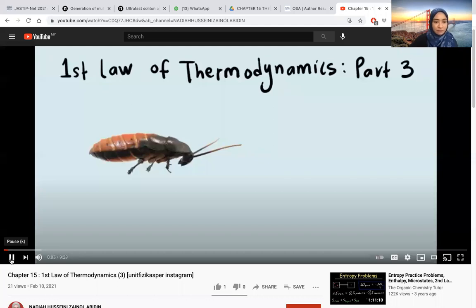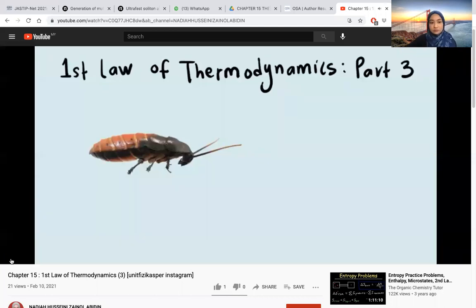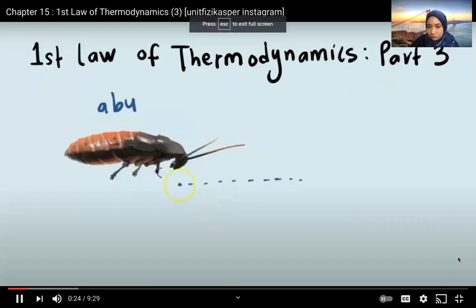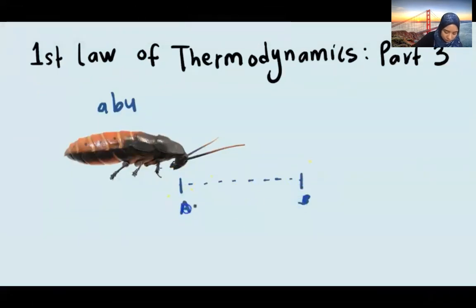On the first law of thermodynamics. Here I have a bug. His name is Abu. So Abu is walking in the park. He travels over a distance S. So he travels from point A to point B, and this is the distance S.